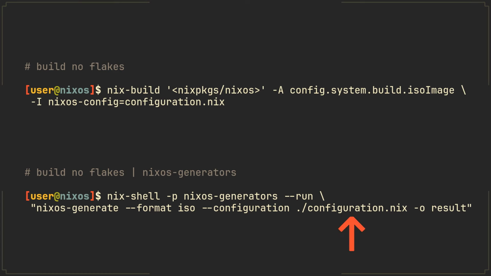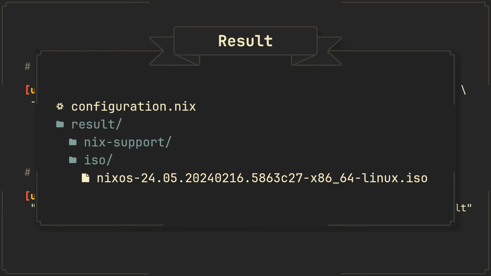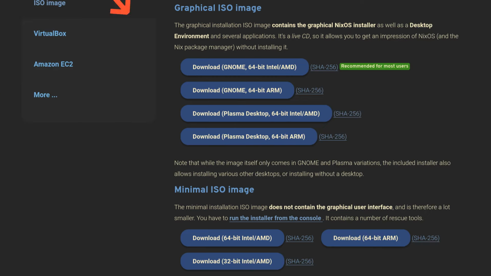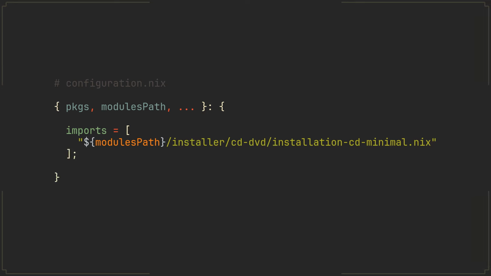And just like with the flakes method, the result with your ISO image will be symlinked into your current working directory. You can use this ISO image straight away, and in its current state, it closely resembles the minimal image available on the official NixOS installation page. Let's go back to the configuration and tweak it a bit more.